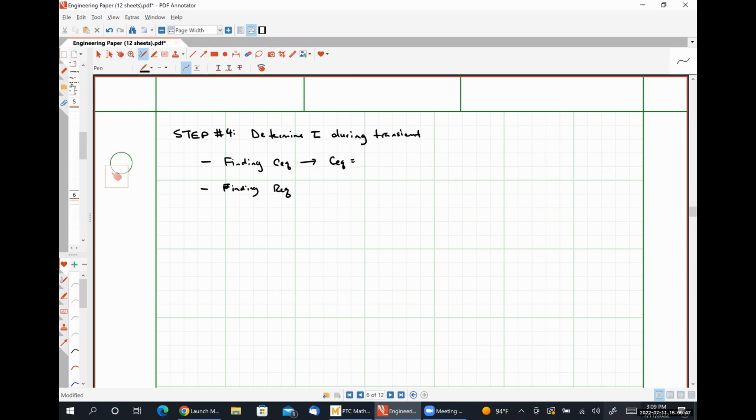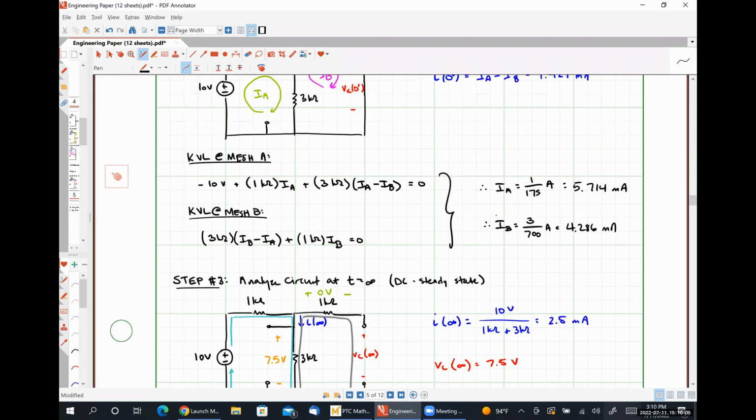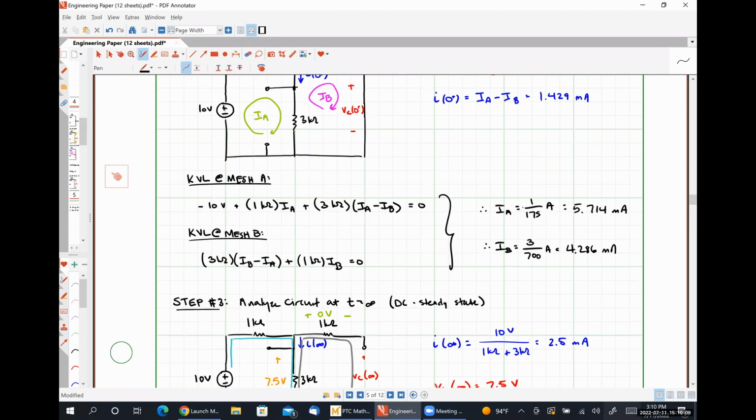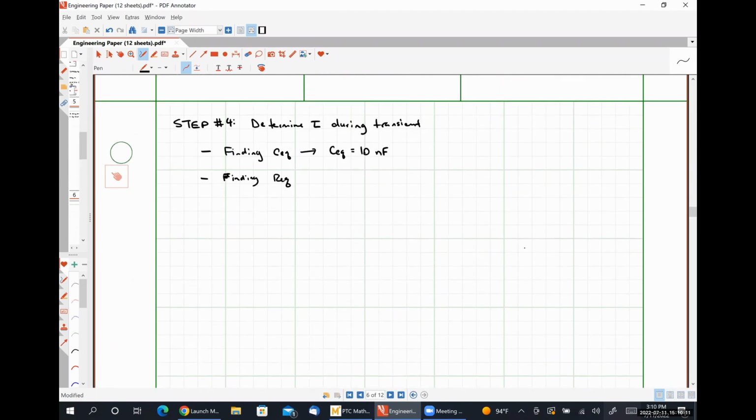I am of the opinion that CEQ will be 10 nanofarads because it's the only capacitor in the circuit. So I feel pretty strongly that I'm not going to get much argument about that one, assuming I wrote that number down correctly, which I better just make sure just for the sake of argument. Yep, 10 nanofarads.